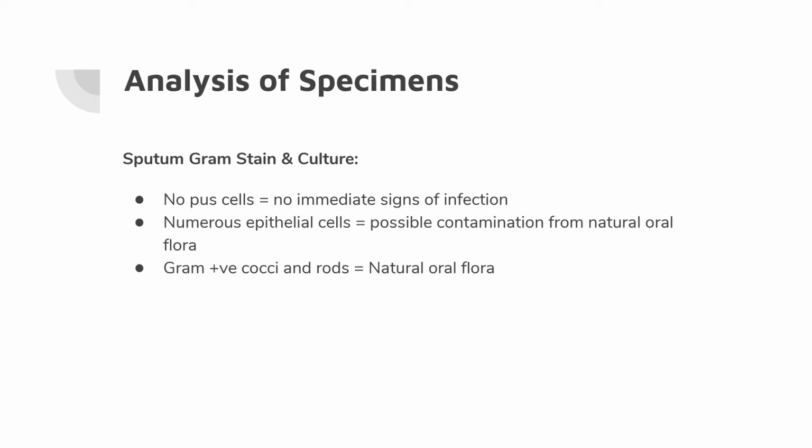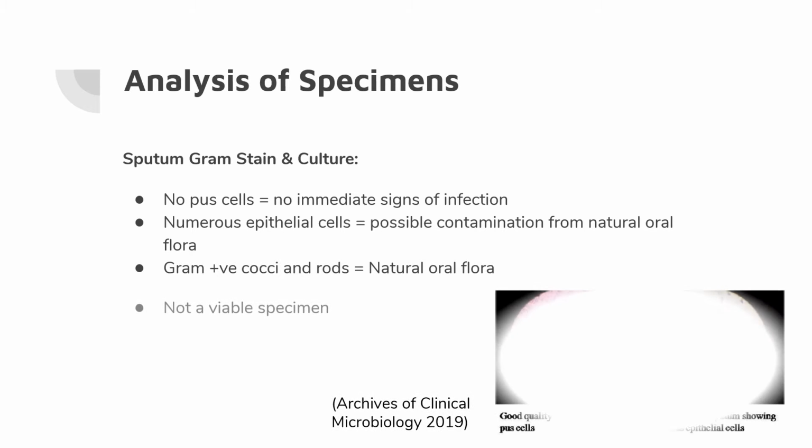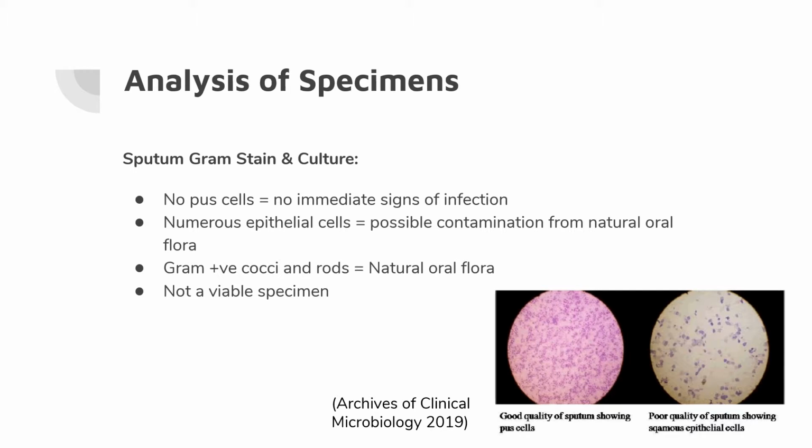Therefore, due to contamination, these specimens collected from the sputum were considered insignificant for diagnosis, and a sample of better quality with less contaminants must be attained. This can be done by collecting a sputum sample straight from the lung in order to avoid the natural flora residing in the mouth.